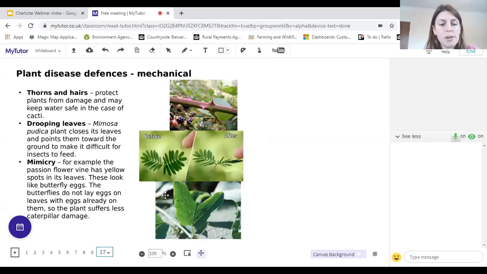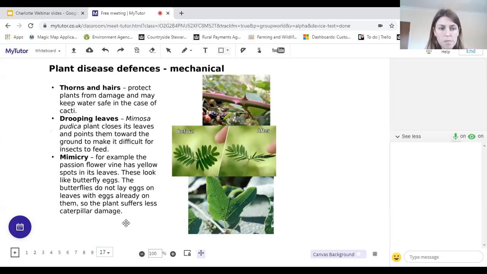And then finally, we have some mechanical defenses. These are quite specific examples. Various plants have evolved quite unique mechanical ways of either defending against disease or defending against predation, being eaten. Thorns and hairs are fairly simple. They protect plants from damage and may keep water safe in the case of cacti.